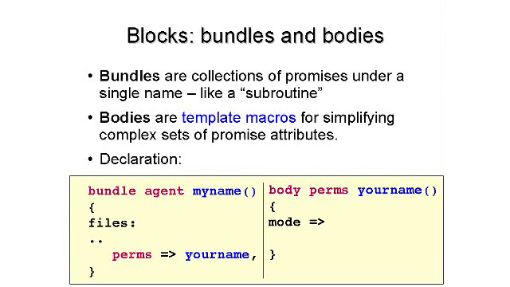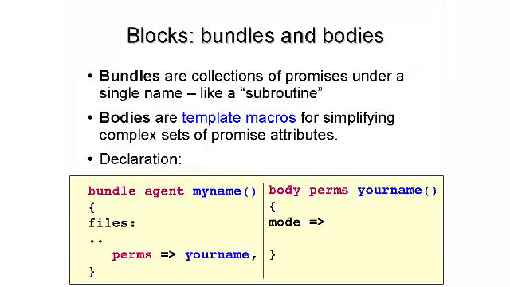So we have three things. Bundles that contain promises. Promises inside them can be formed from body parts. Parts of the promise body can be separated out into little subroutine-like templates that can be reused and put into a library, a template library, like this COPBL, Common Community Promise Body Library.